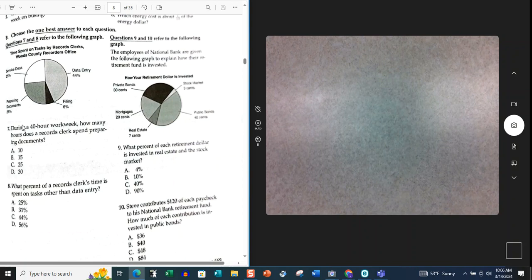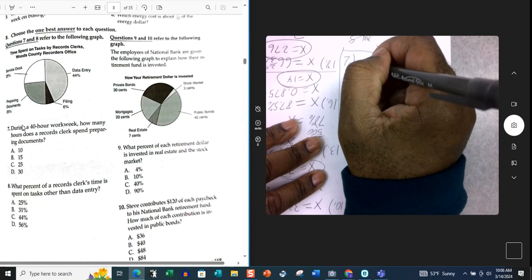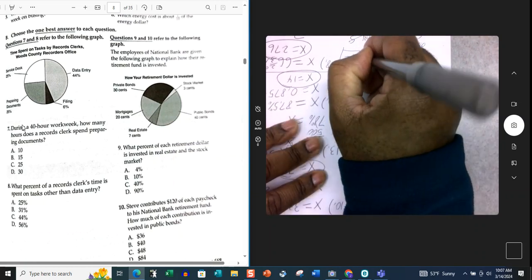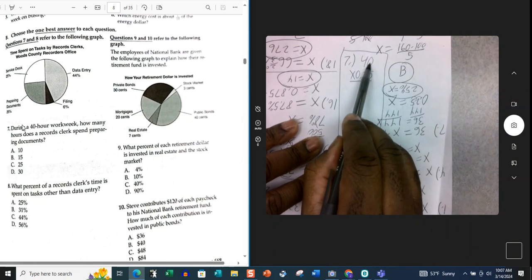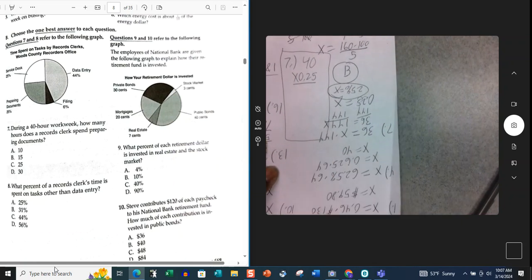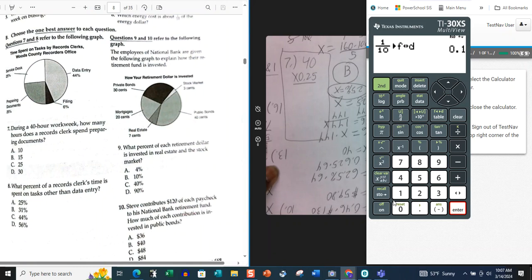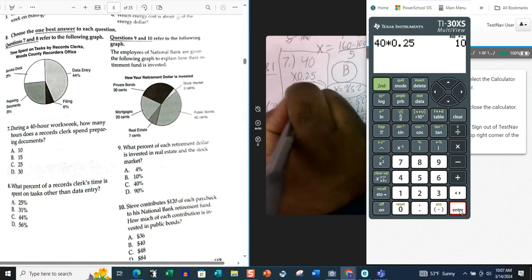So what we would do here, since that is 25%, for number 7, it says a 40-hour week, so we have to take 40 and multiply that by the 25% as a decimal. So a 40-hour week and 25% is preparing documents. Now let me scoot this paper over so I can pull up our calculator. We could take 40 times 0.25, and that would give us 10. So it's 10 hours that's spent. So that would be A.